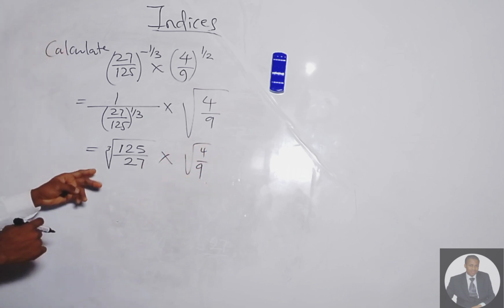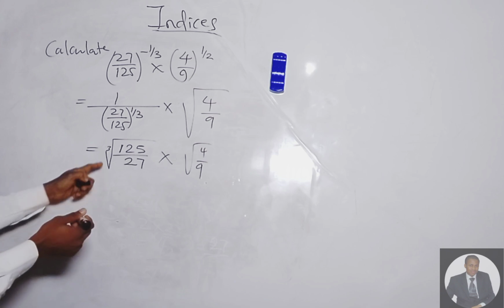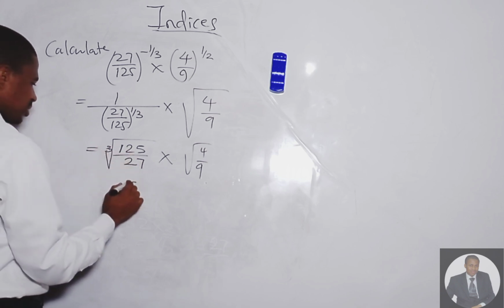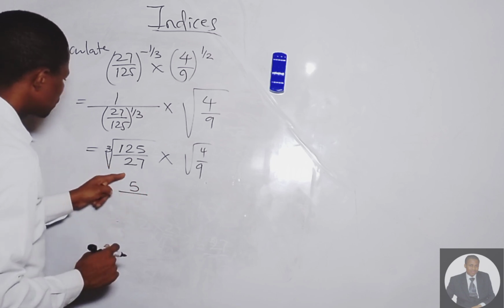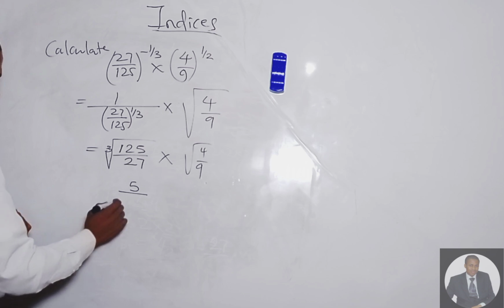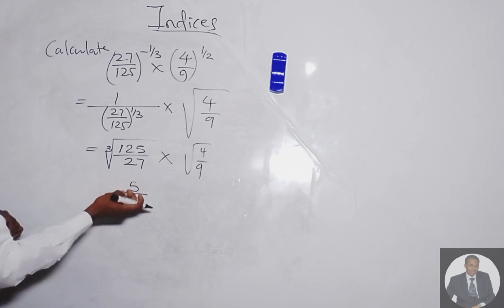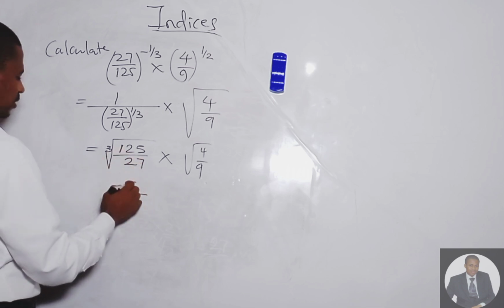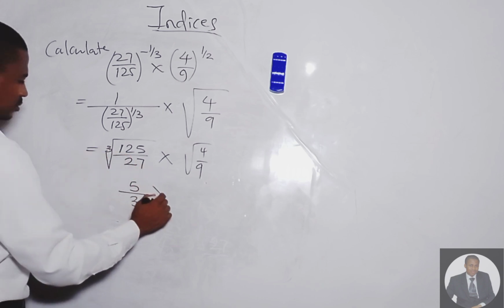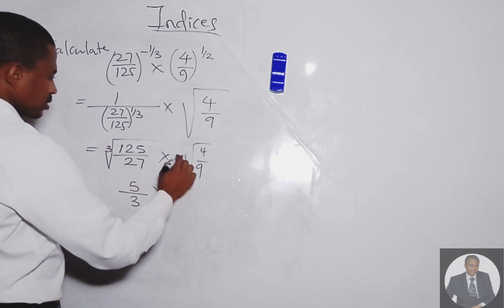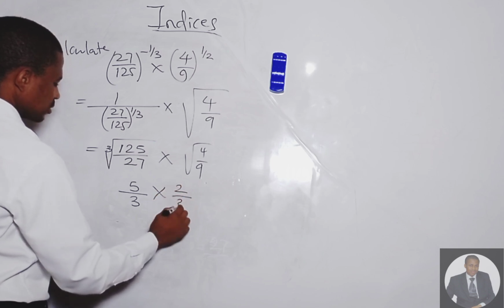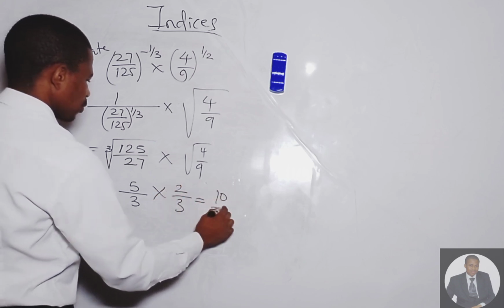What can we multiply by itself 3 times that will give us 125? That's 5. What can we multiply by itself 3 times that will give us 27? That's 3. 3 times 3, 9, 9 times 3, 27. 5 times 5, 25, 25 times 5, 125. Then the square root of 4 is 2, the square root of 9 is 3. This gives us 10 over 9.